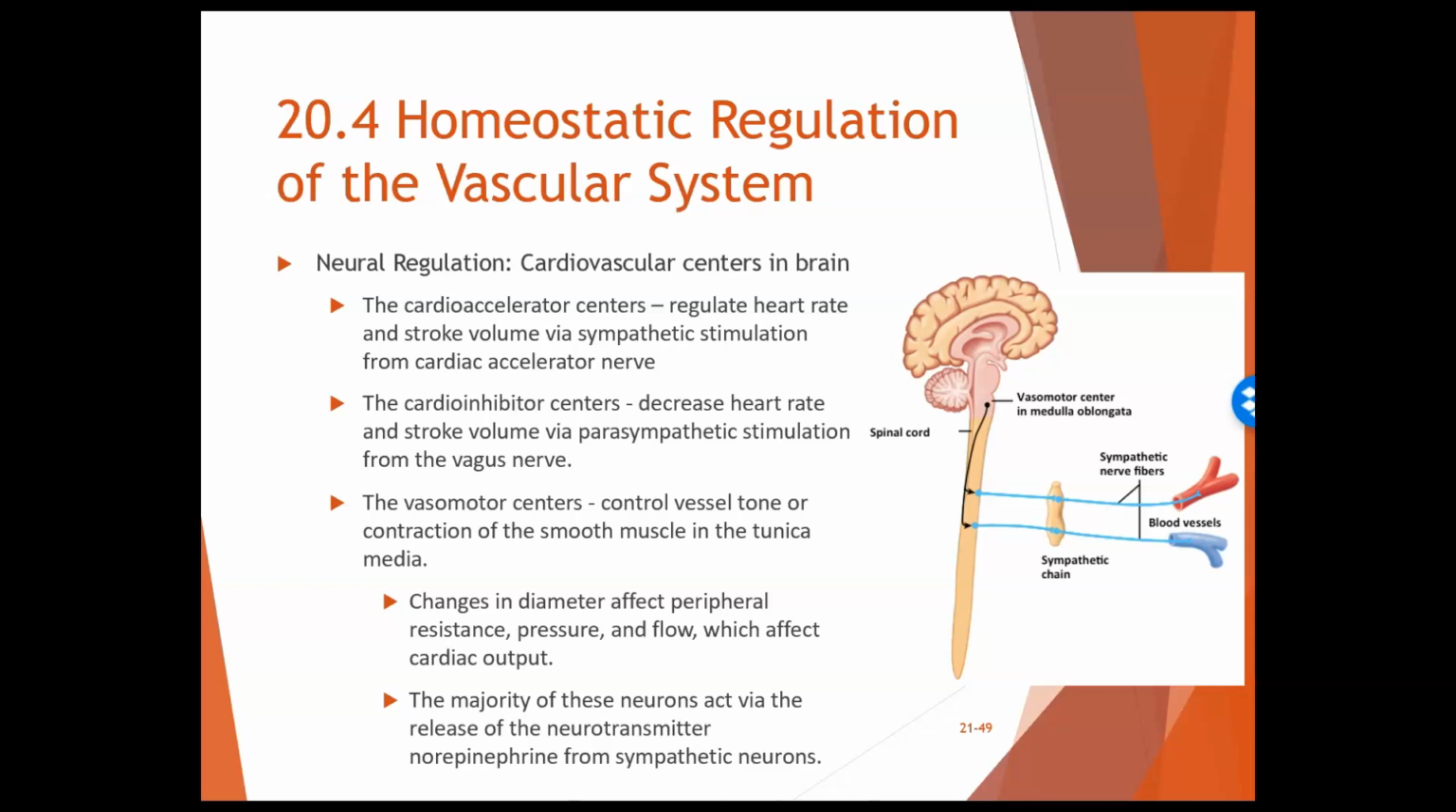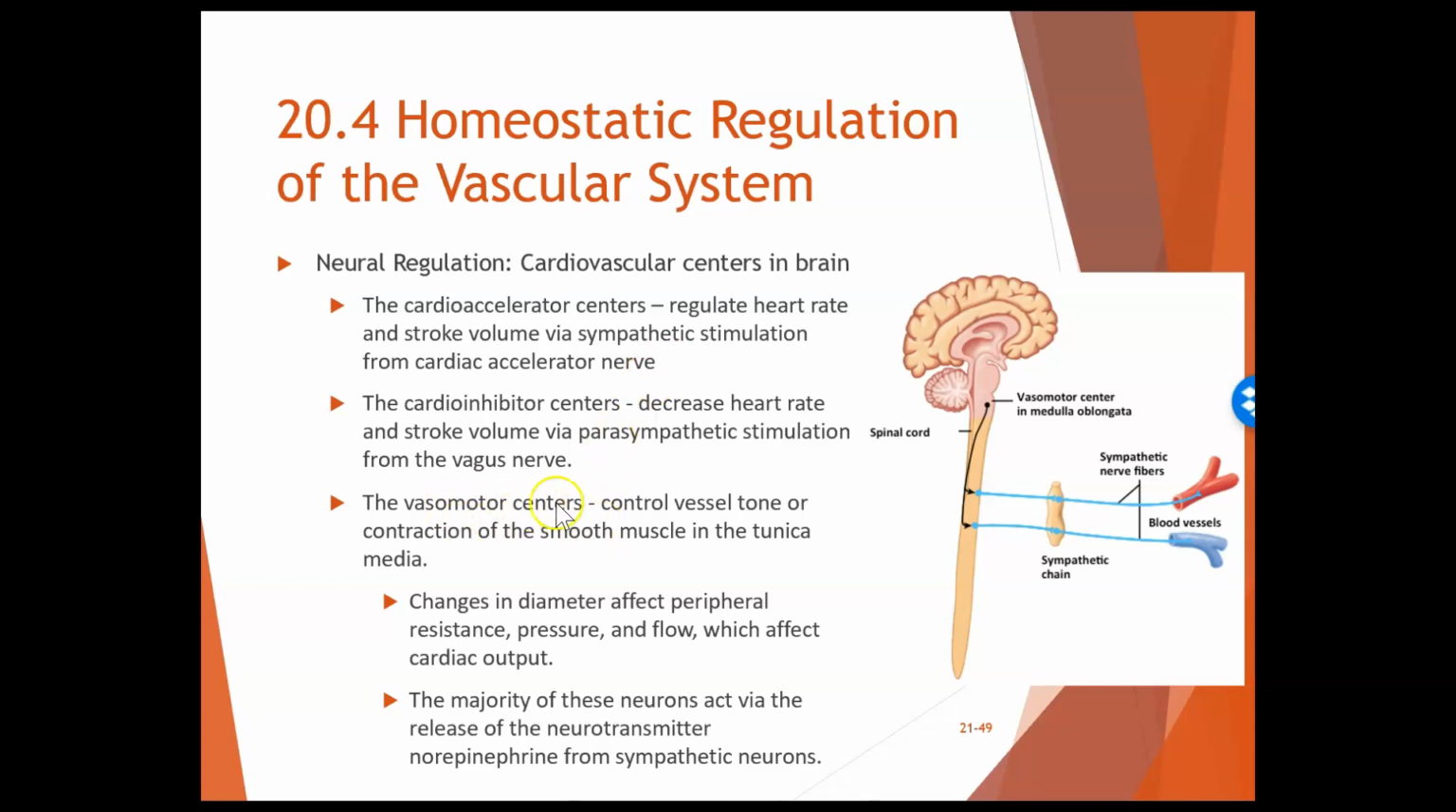And then we have a cardio inhibitor center, and that's going to work to decrease the heart rate and stroke volume through parasympathetic stimulation from the vagus nerve. So this kind of makes sense, right? Inhibitor means we're stopping something, so we're decreasing, and our parasympathetic is our rest and digest. We're stopping and we're resting. Whereas our accelerator is going to cause an increase usually, or keep a steady heart rate, and that is done by our sympathetic stimulation, which is our fight or flight response.